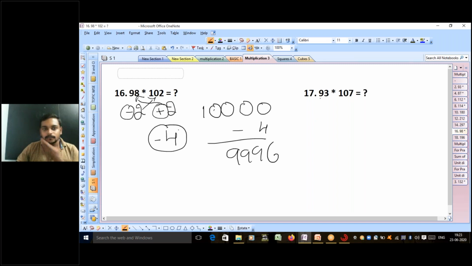Okay, here we have two numbers: one is less than 100, one is more than 100. From 100 it is 7 less, and from 100 it is 7 more. 7 sevens are 49, so it is minus 49.